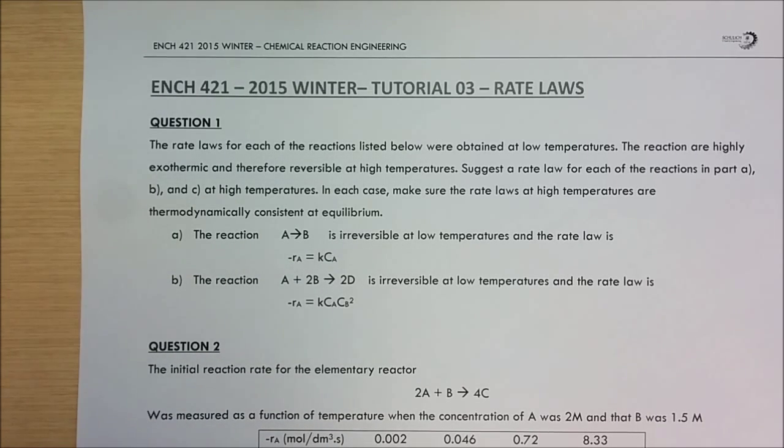In this question, we have a reaction A goes to B for part A, and it's mentioned that it's irreversible at low temperature. However, we will have a reversible reaction at high temperatures, since this is a highly exothermic reaction. So the question is, suggest a rate law for each of the reactions in part A and B at high temperature. In each case, make sure the rate laws at high temperature are thermodynamically consistent at equilibrium.